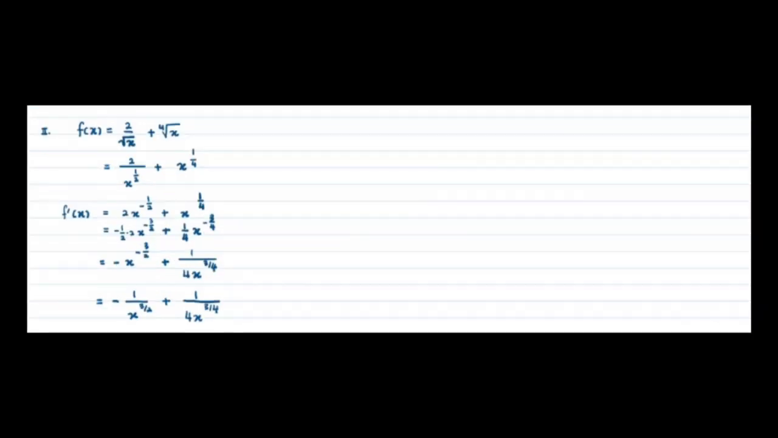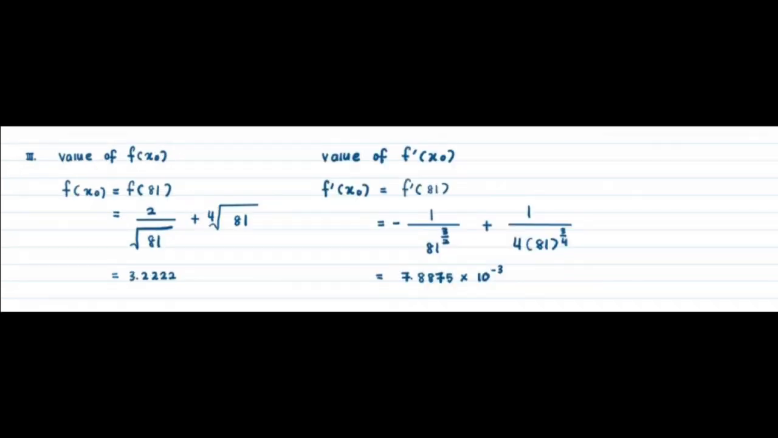And then for step 2, we need to differentiate the function with respect to x, and then we will get negative 1 over x to the power of 3 over 2 plus 1 over 4x to the power of 3 over 4. For step 3, find the value of f(x0) and f prime(x0). First, f(x0). Substitute the x0 value, that is 81, and solve as usual. You will get 3.2222.